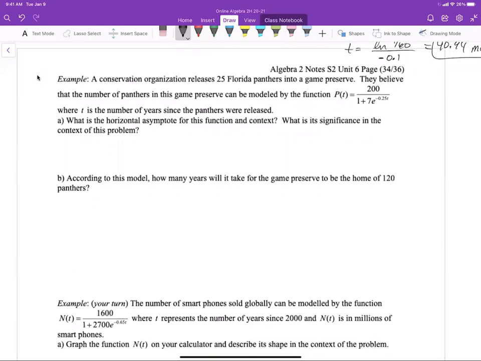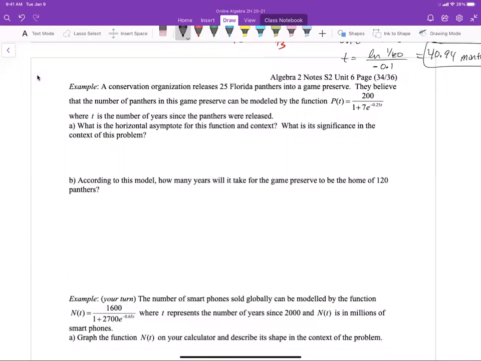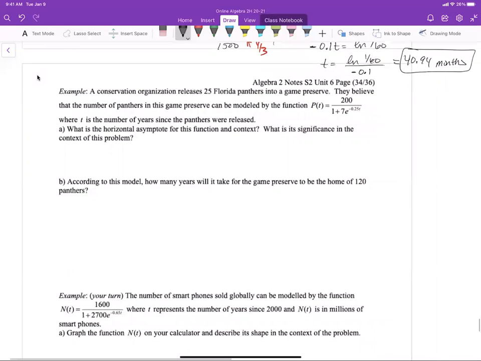Okay, so if I want to know the horizontal asymptote, I'm going to determine what happens to this function as t approaches infinity. Essentially, if I take e to the negative infinity, that is the same as 1 over e to the positive infinity. And so this portion of that equation goes to 0, and I get 200 divided by 1. And so the horizontal asymptote is located at y equals 200.